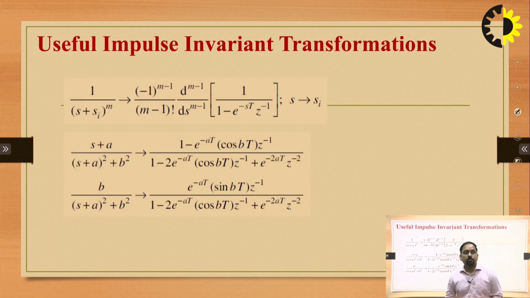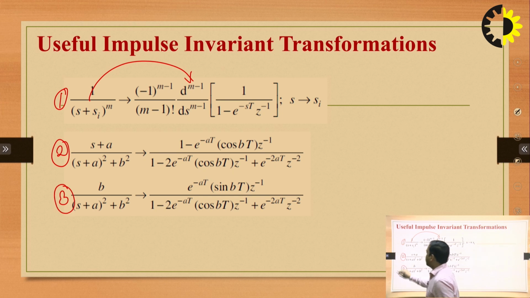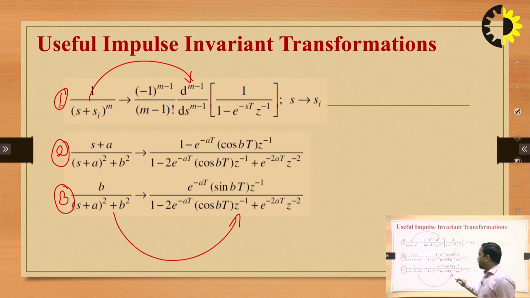Now we have some useful cases over here, if we have multiple poles, what is the corresponding S domain to Z domain transform? So you can learn these results also, these three results. This is the first one, this is the second one, and this is the third one. So these results can be directly applied to transform an analog filter into a digital filter.